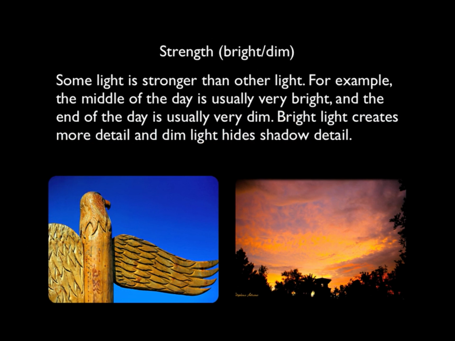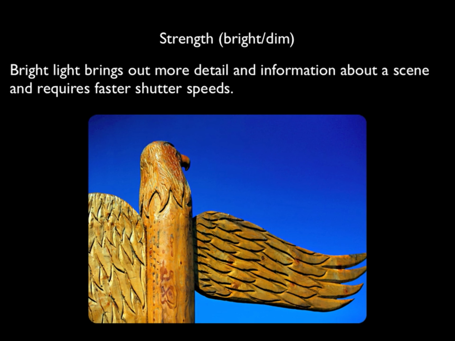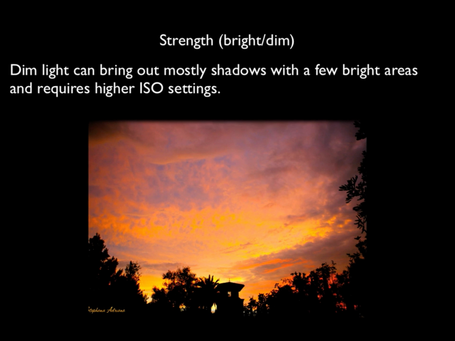Strength. Some light is stronger than other light. For example, the middle of the day is usually very bright, and the end of the day is usually very dim. Bright light creates more detail, and dim light hides shadow detail. Bright light brings out more detail and information about a scene and requires faster shutter speeds. Dim light can bring out mostly shadows with a few bright areas and requires higher ISO settings.